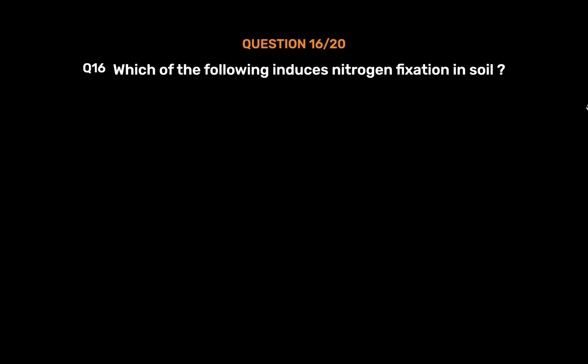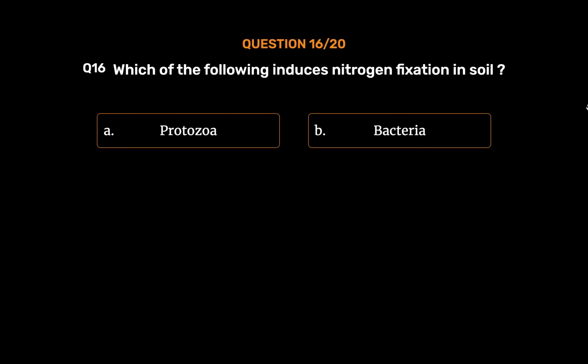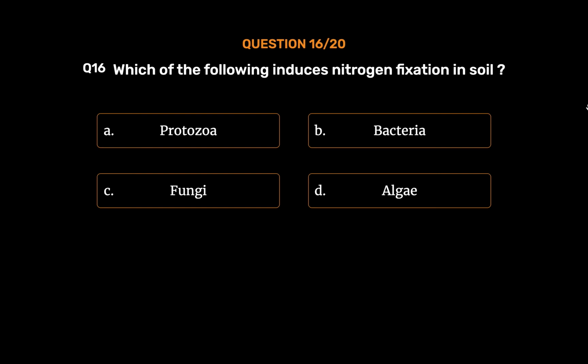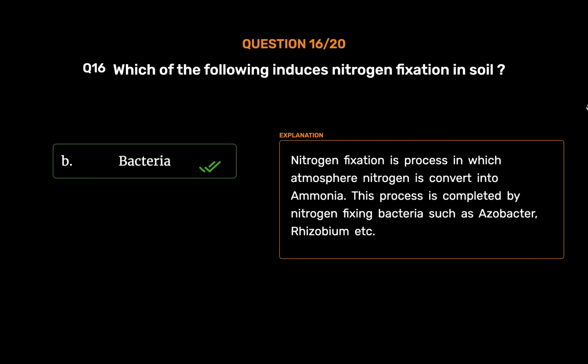cattle. Question number 16. Which of the following induces nitrogen fixation in soil? Option A. Protozoa. Option B. Bacteria. Option C. Fungi. Option D. Algae. The correct answer is option B. Bacteria. Nitrogen fixation is a process in which atmospheric nitrogen is converted into ammonia. This process is completed by nitrogen-fixing bacteria such as Azotobacter, Rhizobium etc.